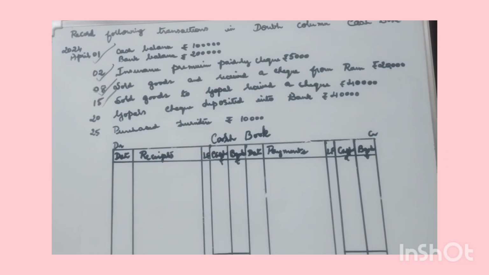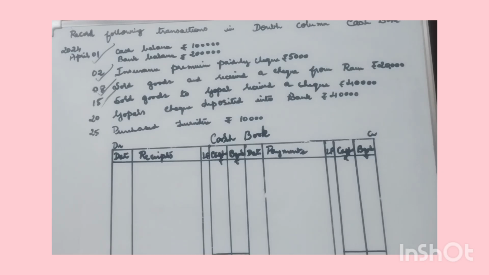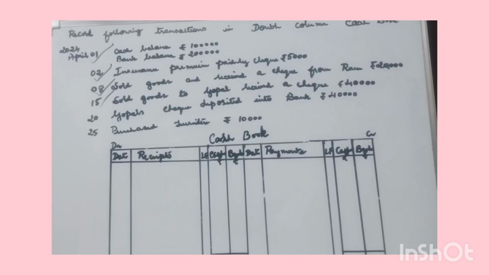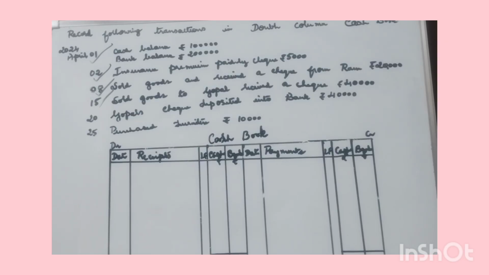Opening cash balance and bank balance are given in the question. So that has to be recorded as balance brought down because this is the opening balance. Cash balance under cash column, bank balance under bank column. Insurance premium is paid by check, as it is one of the payments made by the firm for paying insurance premium. So insurance has to be credited under bank column because the payment is made through check.